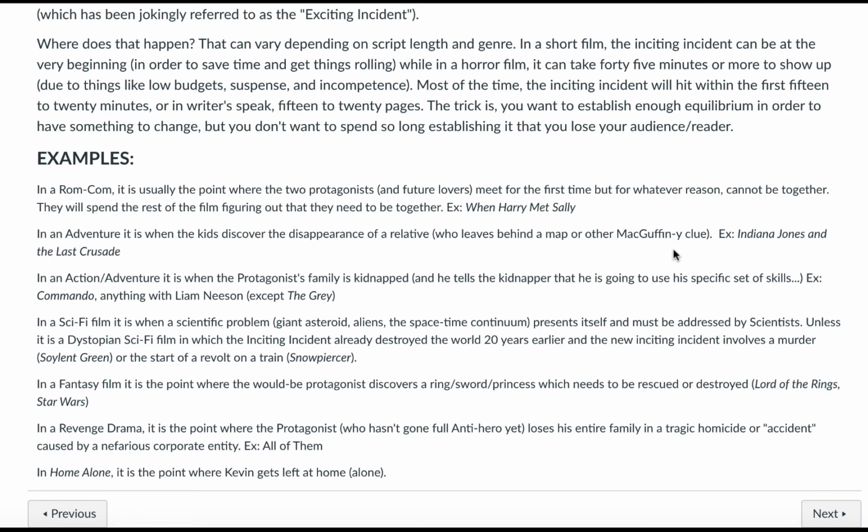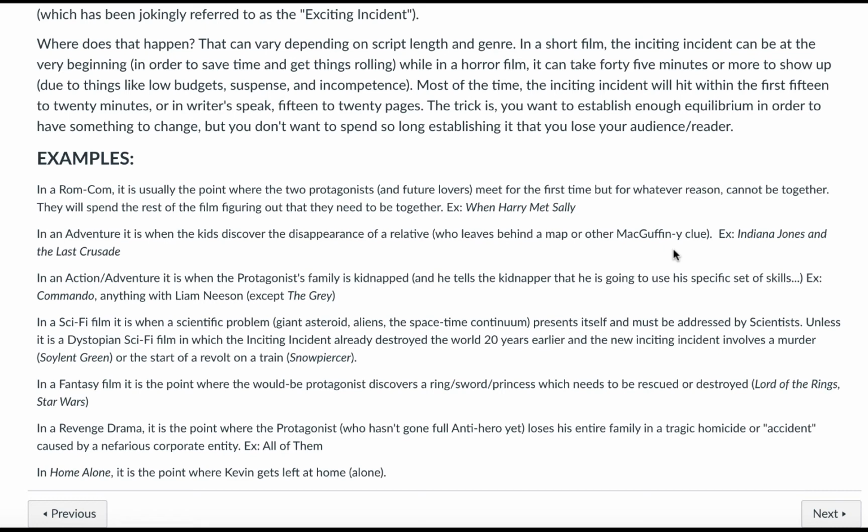In a sci-fi film, it's when the scientific problem presents itself, whatever that may be, and it's going to require the scientists to solve it. And that can be asteroids, aliens, the space-time continuum. They've got to fly through space. If it's a dystopian sci-fi film, equilibrium has already been shattered completely, and then it's an attempt to find some new sense of order. So it's almost like it's working backwards in that case.